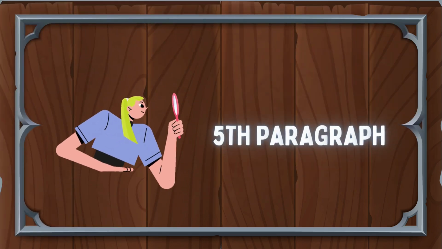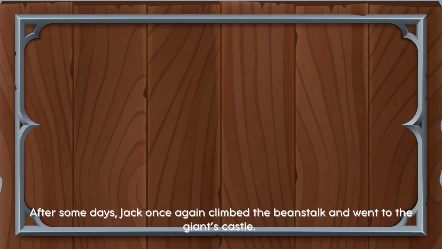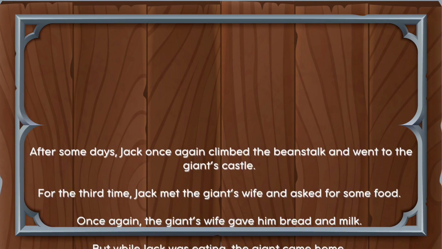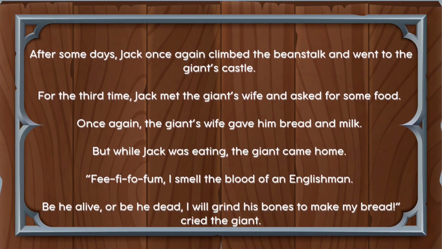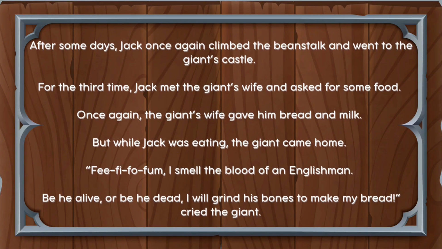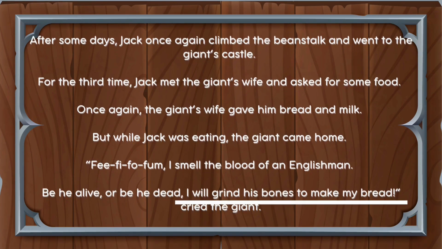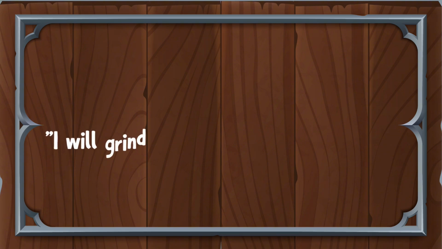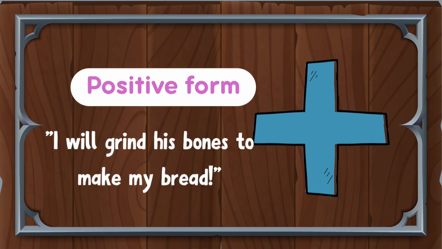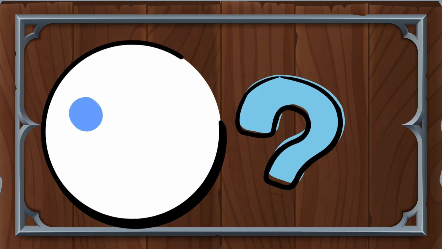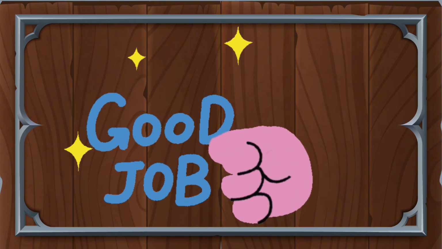Now, check out part of the fifth paragraph. Can you spot the will sentence? Yes, it is the same one again. This is a will sentence in positive form. Did you get it correctly? Great job! Now let's wrap it up.